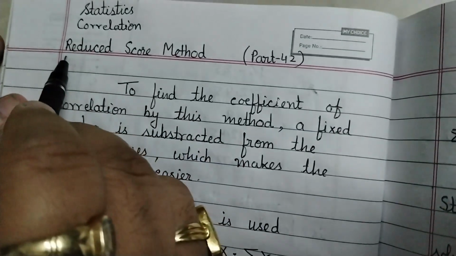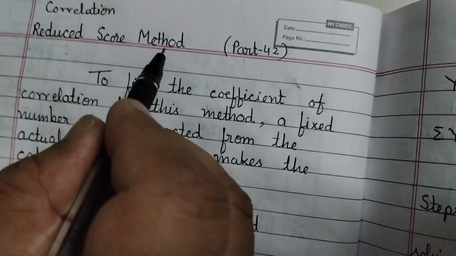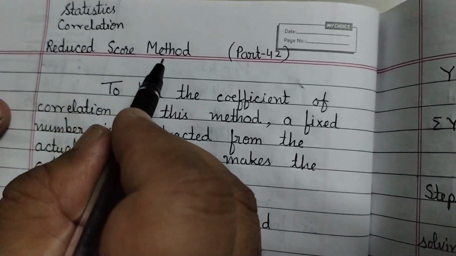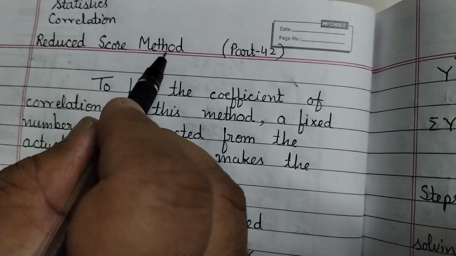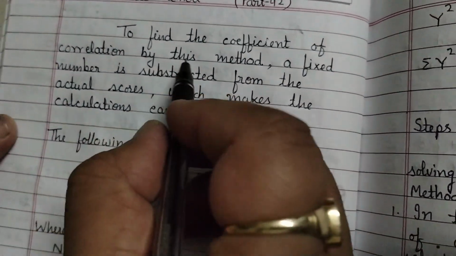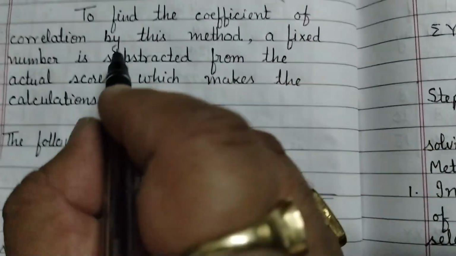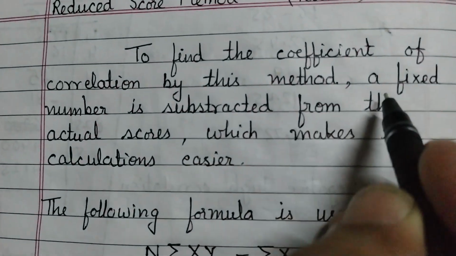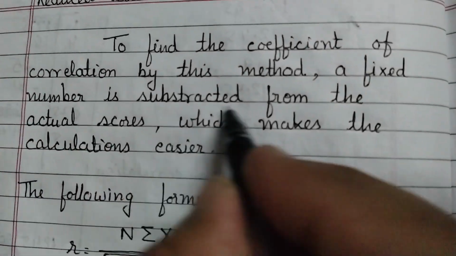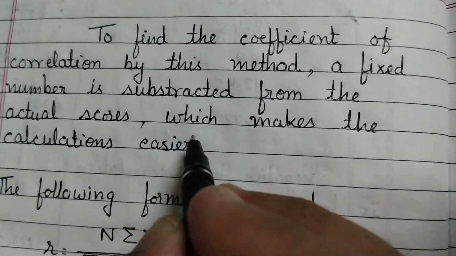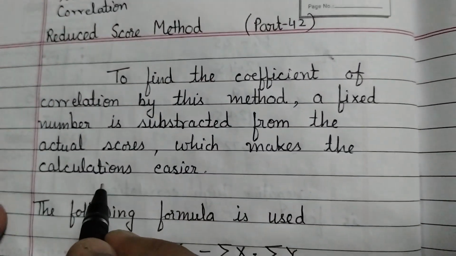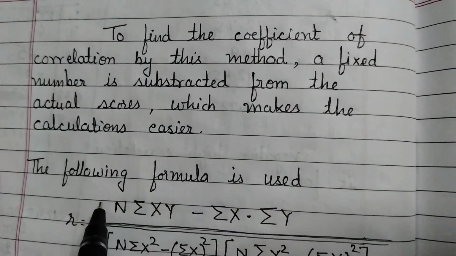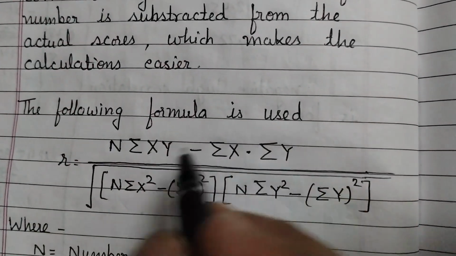Correlation, and the topic is the reduced score method. Coefficient of correlation calculated by the reduced score method. This is part 42. To find the coefficient of correlation by this method, a fixed number is subtracted from the actual scores, which makes the calculations easier. The following formula is used.